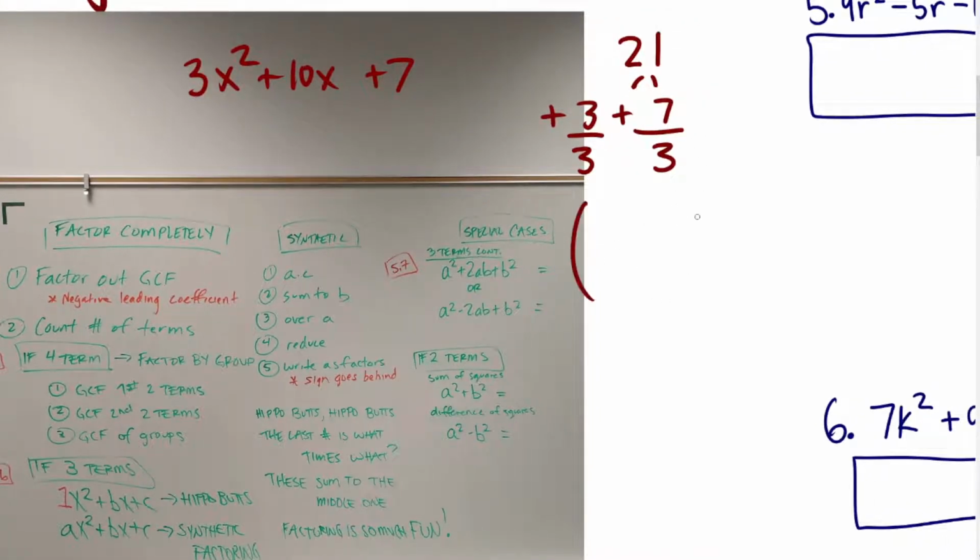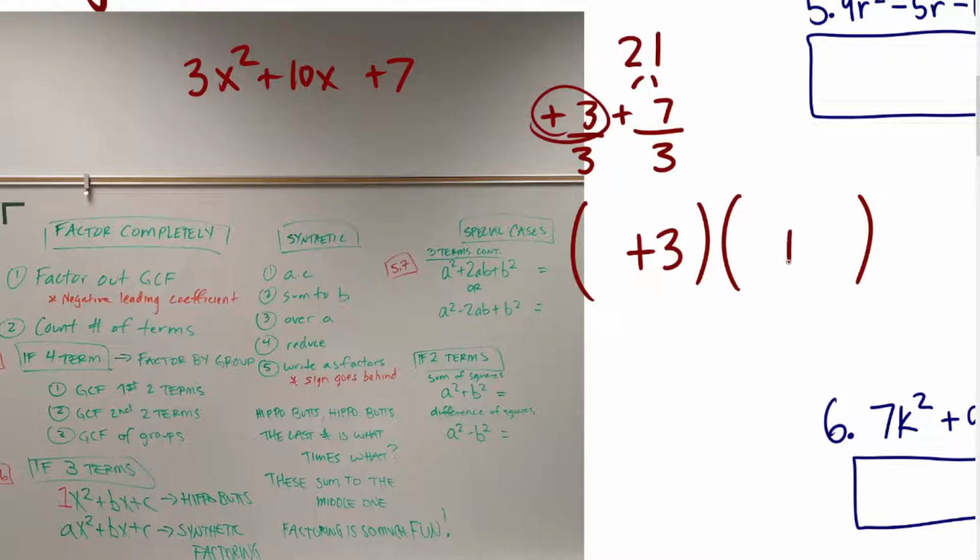And you still draw out some Hippo Butts, but in our case, what's going to happen is we're going to say, okay, here's plus 3, and plus 3. Oh, in this case, it's plus 7. And then we'll move our 3, our denominator, and we'll put that in the front. So 3x plus 3 and 3x plus 7.